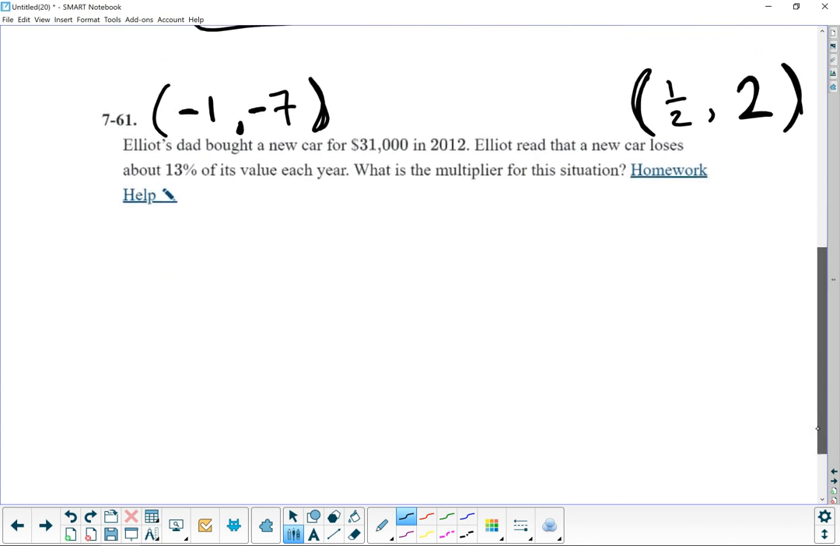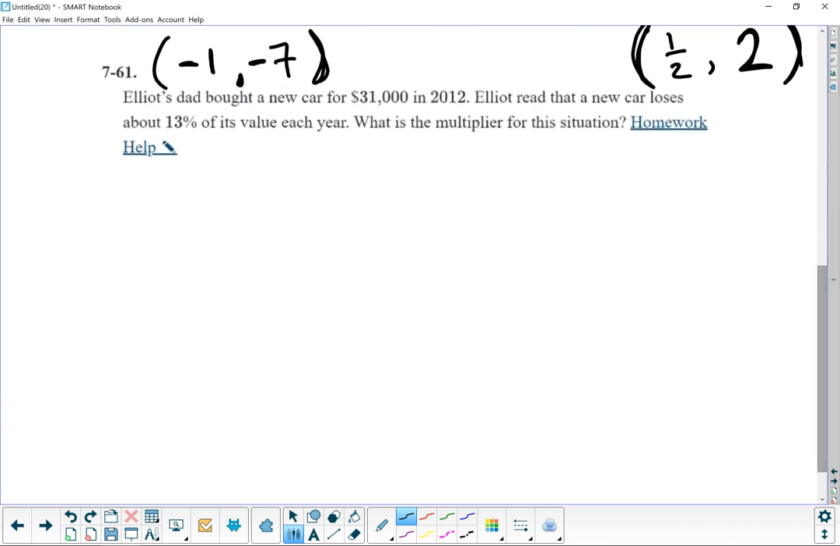All right, last one. Elliot's dad bought a new car for $31,000. Okay, so a new car, so brand new. Let's see. Elliot reads that a new car loses about 13% of its value each year. What is the multiplier for this situation?